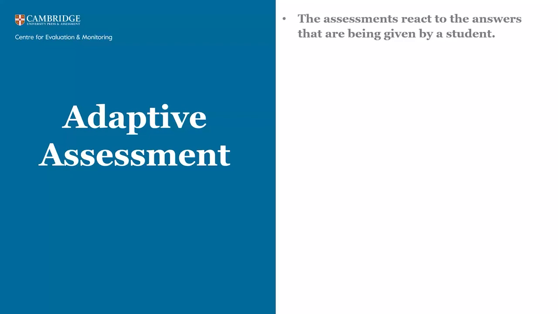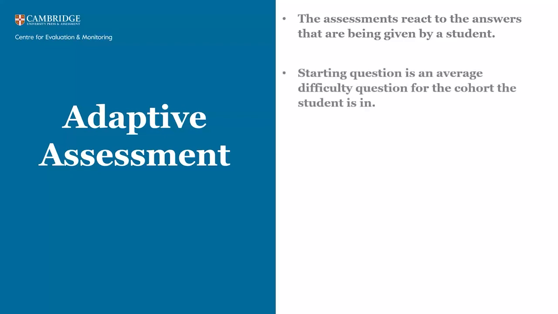Okay, so just a little bit more information about what we mean by an adaptive assessment. Basically, assessments react to the answers being given by the student. That's the principle behind it. The starting question that a student will see is going to be an average difficulty question for whatever cohort they might be in. So a Year 12 student is going to see an average difficulty question at the start of the adaptive sections of that test. The adaptive sections are the vocabulary and the maths.